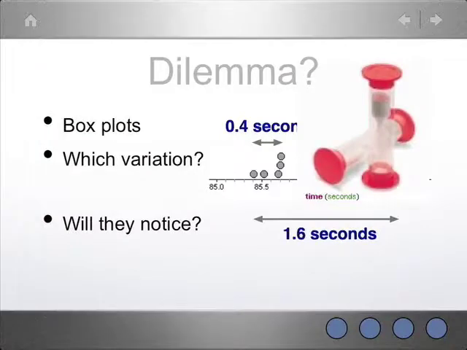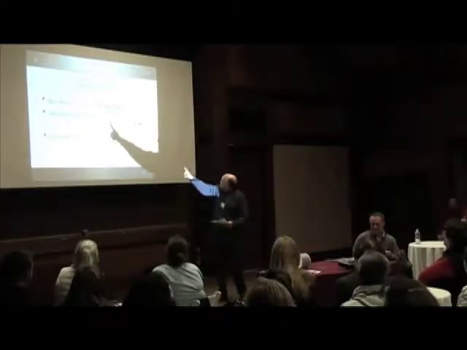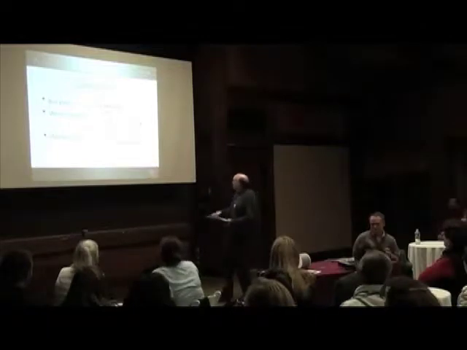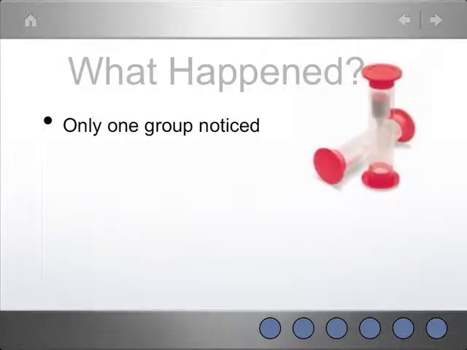What's going to happen? The box plots are out the window. How do I use this in class? What variation do I want them to see? The sort of actual measurement error distance? Or the interdirectional distance? What's going to happen? So I decided, what the heck, just run with it. See what happens.